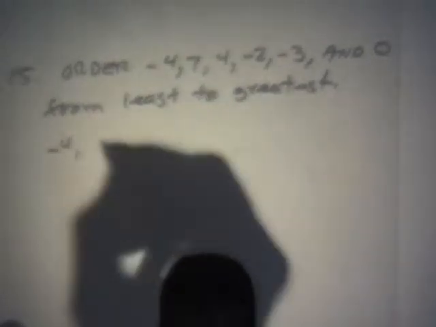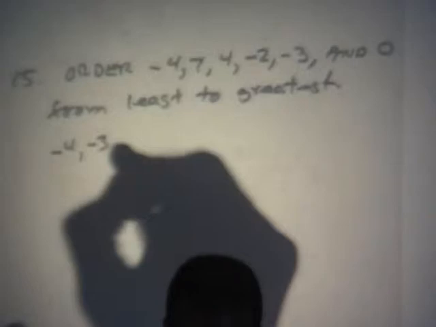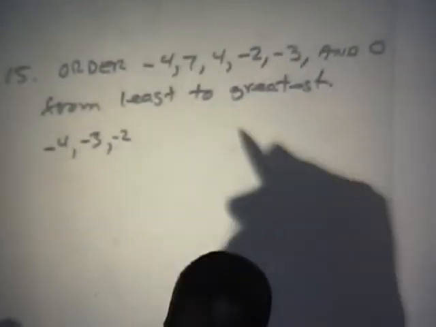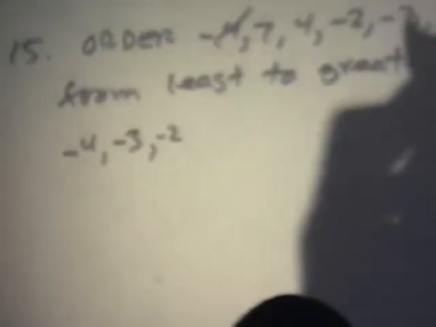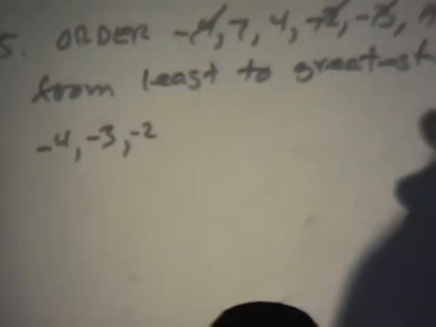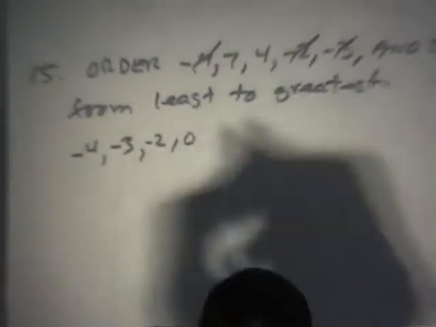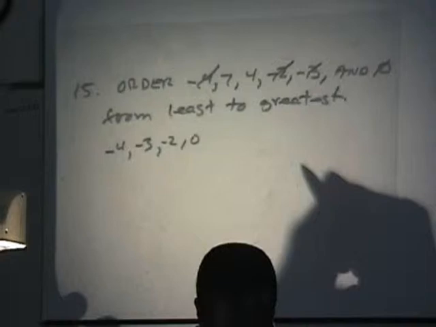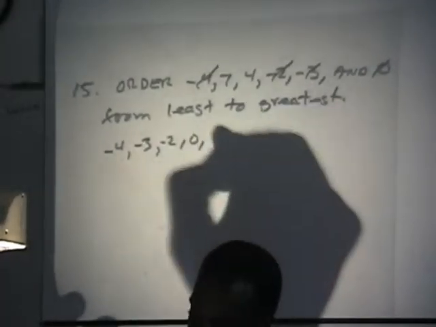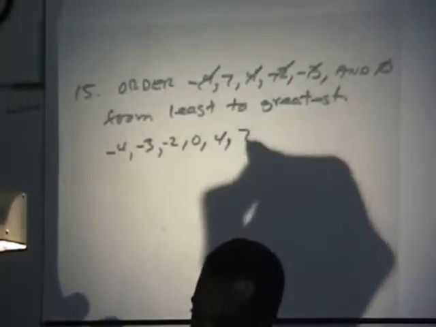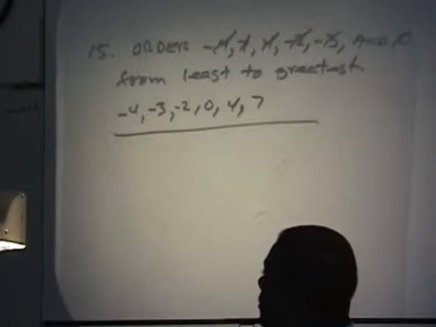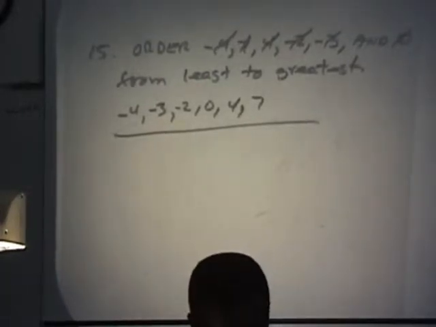So we have negative 4. What's the next one? Negative 3. What's the next one? Negative 2. By the way, you can cross these out as you go along, right? And what's the next one? 0. And the next one? 4. And of course the last one is 7. That's your answer. Can everybody see that? Very good.